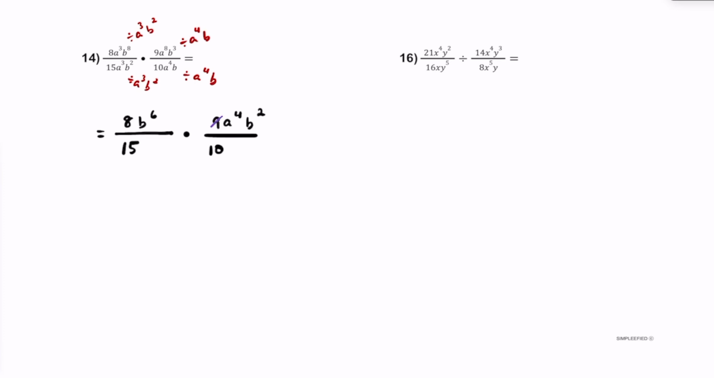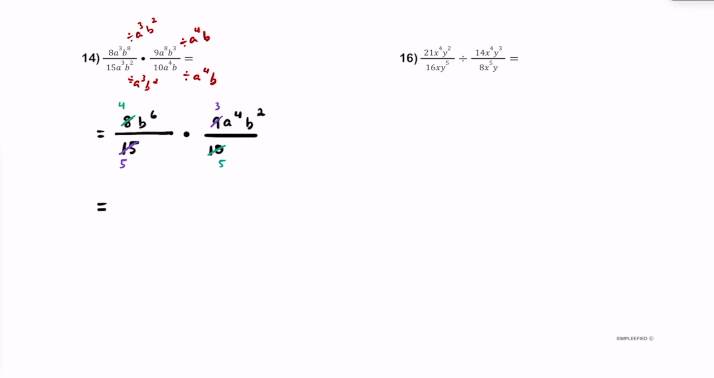I think the 9 and the 15 can both divide by 3. So we're going to end up with 3 and 5 if you divide them both by 3. And then for the 8 and 10, I think you can divide those both by 2. So we'll end up with 5 here and 4 here. I think that's it in terms of their common factors that we can simplify by.